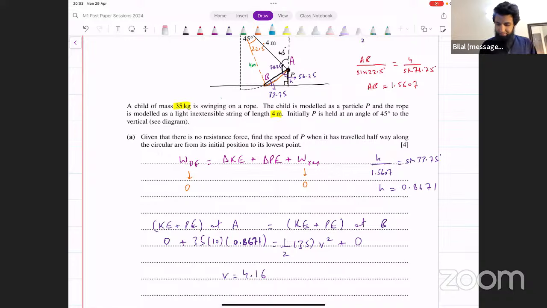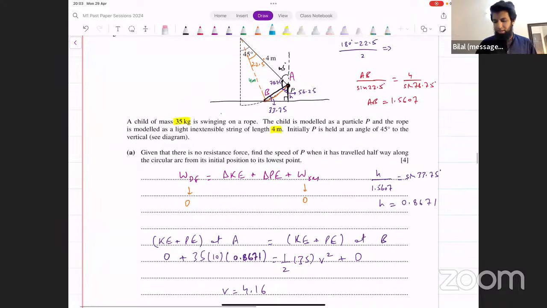Oh, okay. So that kind of makes sense as well now. If we read this whole thing, halfway along the circular arc, so I was reading this part of it when I read it again. It says when it's traveled halfway along the circular arc from its initial position to its lowest point. So basically, from the initial position to its lowest point, the halfway point of that. So halfway between A and the lowest point, that's this point that we have here at an angle of 22.5 degrees. That's what we are looking for.